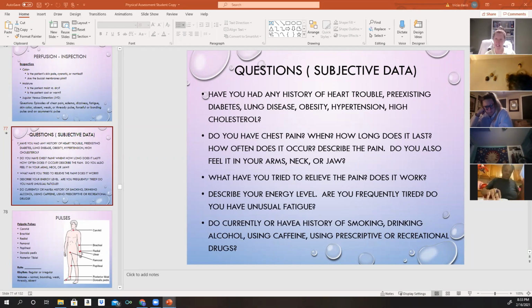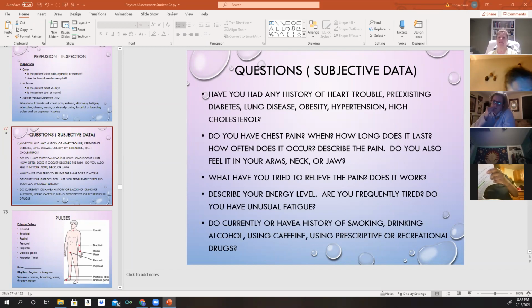Like, how long does it last? How often does it happen? Can you describe the pain? And then, does it radiate anywhere else? Can you feel it in your arms, your neck, or your jaw? People that are having heart attacks, some say that they have chest pain that goes under their arm. They have chest pain that goes up into their neck. It can go around behind their shoulder. It can be felt in their jaw. So really get them to describe that pain.